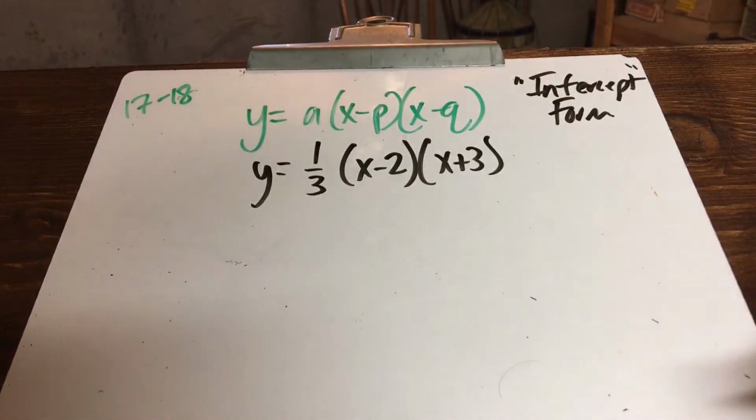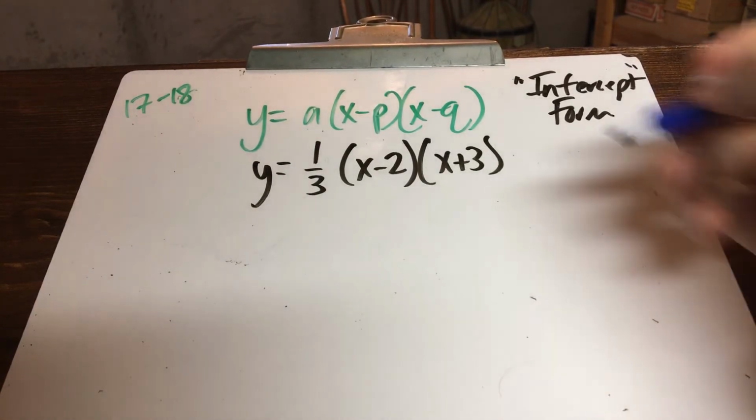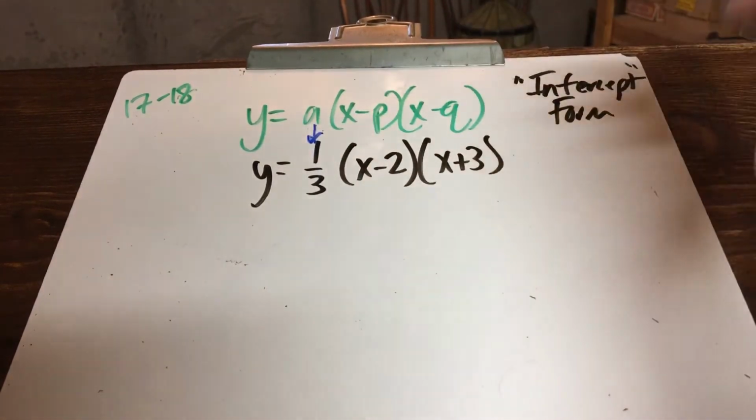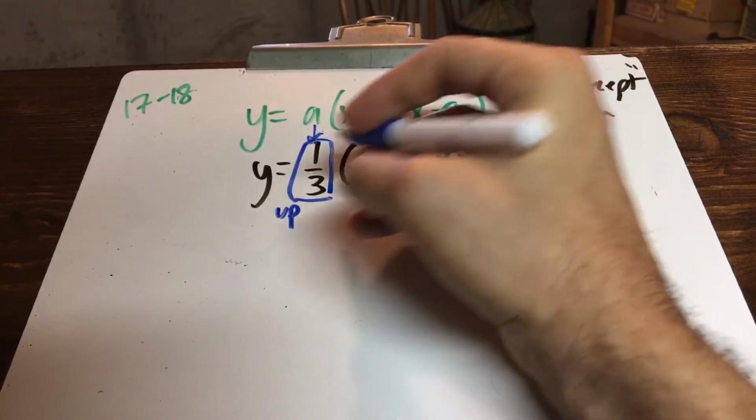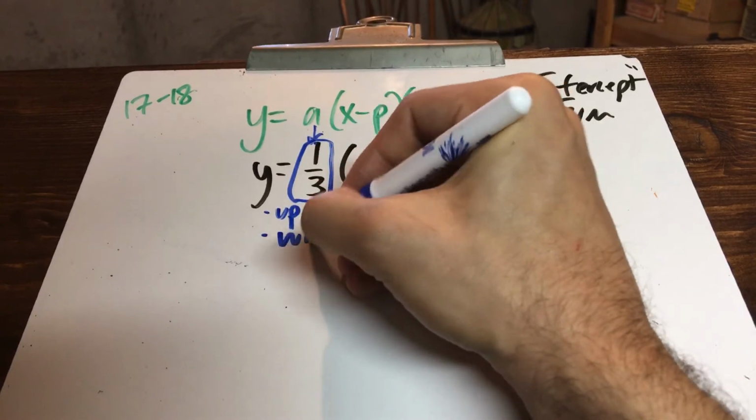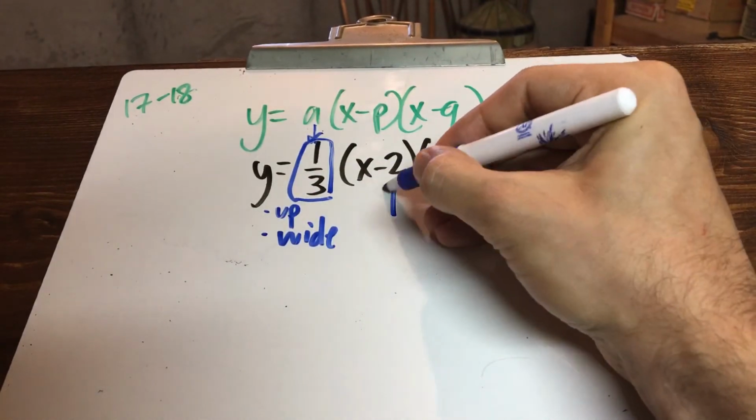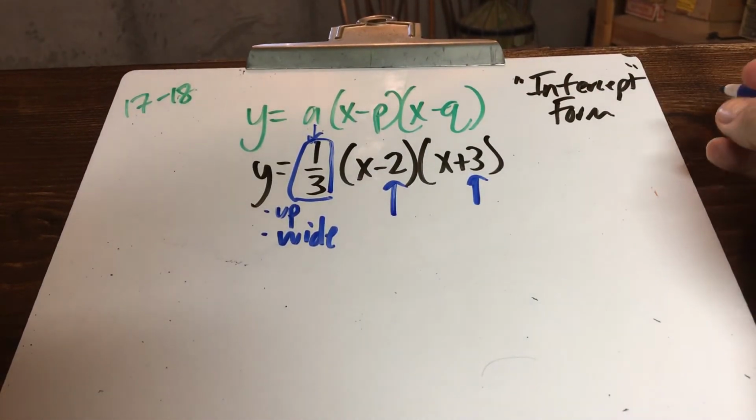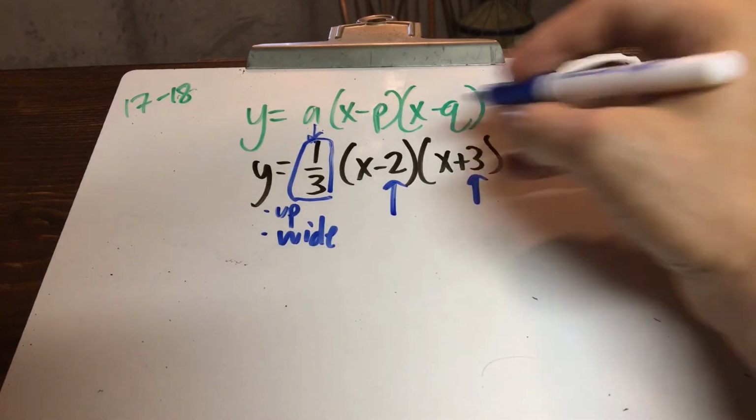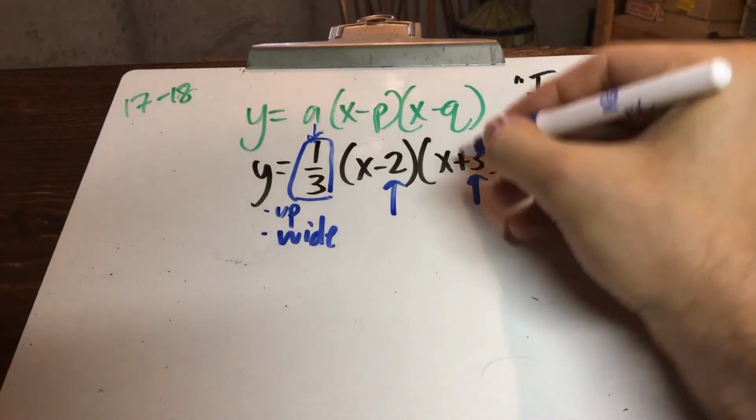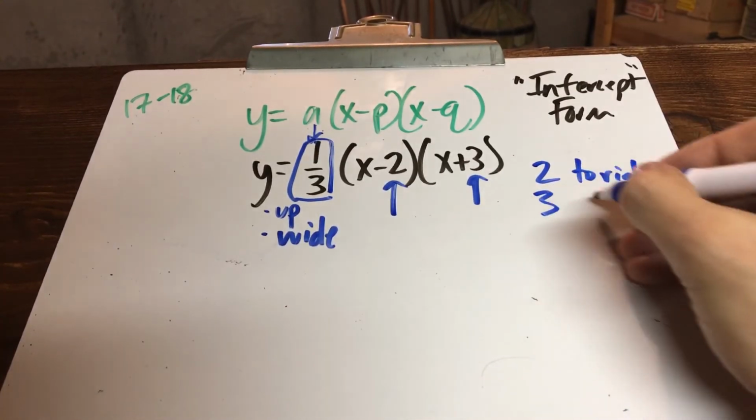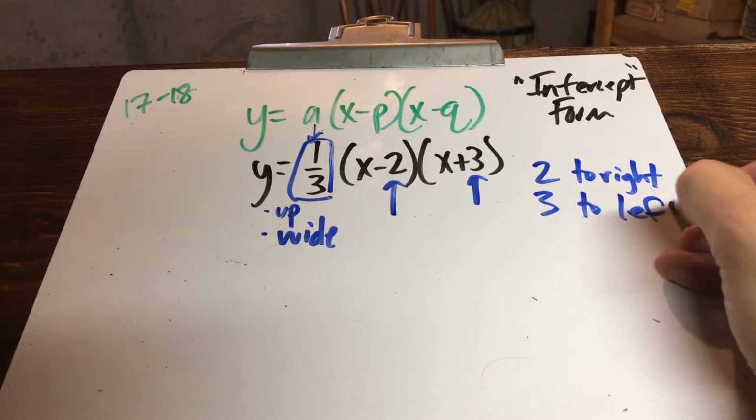And it's going to give you 4 graphs. You're going to have to pick the right one. Remember, these numbers tell you exactly what you need to know. The fact that the letter A right here is positive tells me that it opens up. The fact that this is less than 1, it's a fraction, tells me that this is pretty wide. And then these 2 numbers, the P and the Q, these are the x-intercepts, or the zeros. So -2 actually means 2 to the right, and +3 actually means 3 to the left. You always do the opposite in these parentheses.